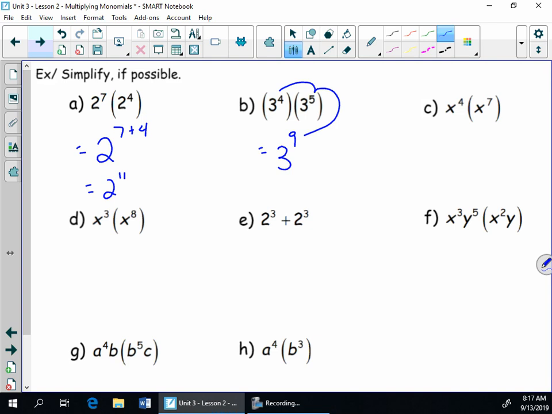X to the 4, x to the 7. Here comes the algebra stuff. Are our bases the same? Sure they are. They're both x's. So my base is an x. And how many of them do I have? I've got 4 here and 7 here, makes 11 x's altogether.